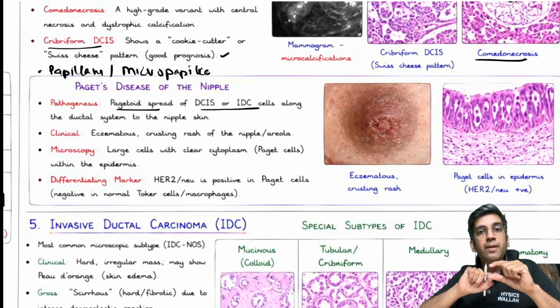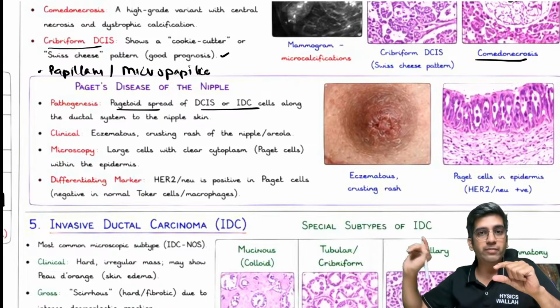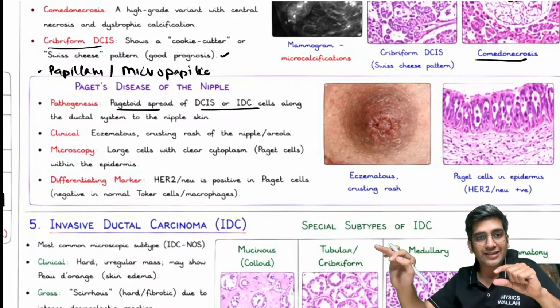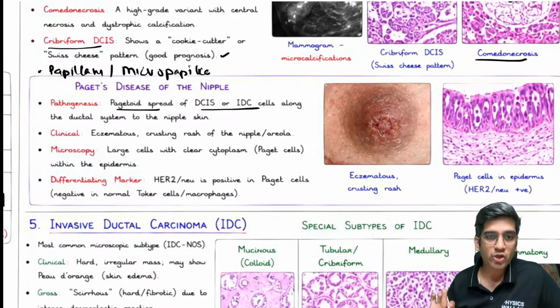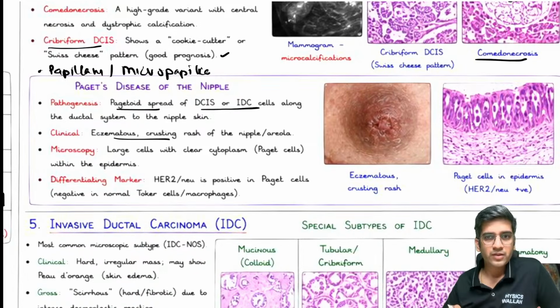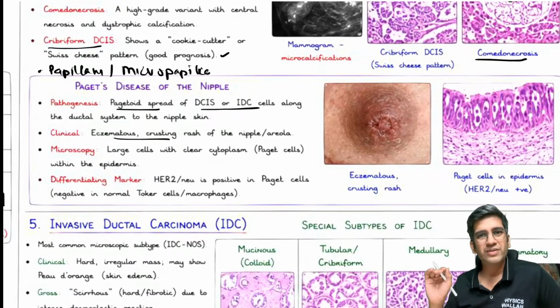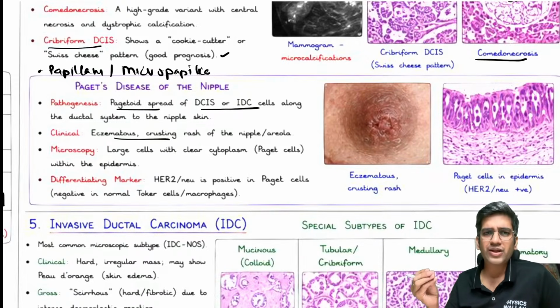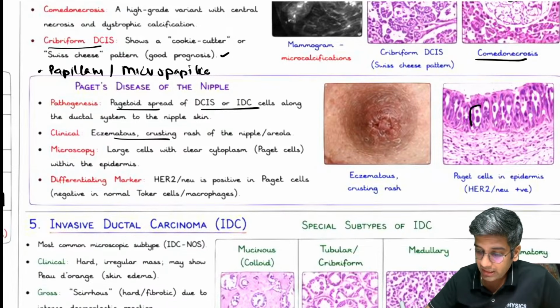Here it is, Pagetoid spread of the breast cancer. It's spreading along the duct and going into the nipple areola complex. It produces an exact eczematous rash, like an eczema, which will be itchy, will have tiny discharge, will have tiny scarring, right? How do I see in microscopy? You will see large atypical cells in the epidermis.